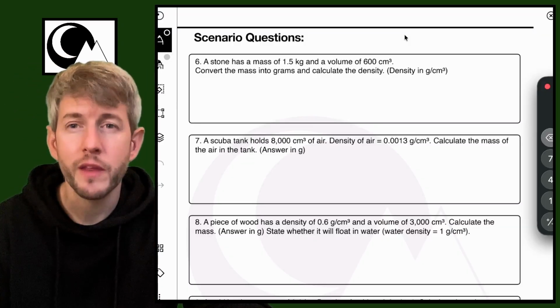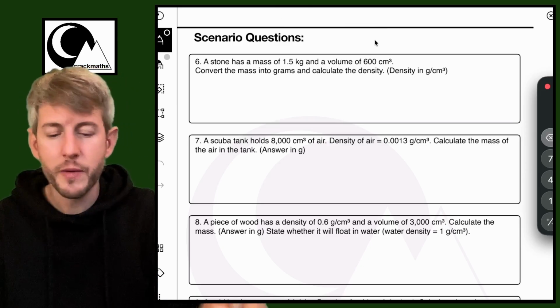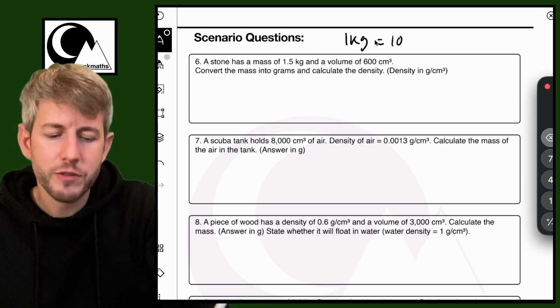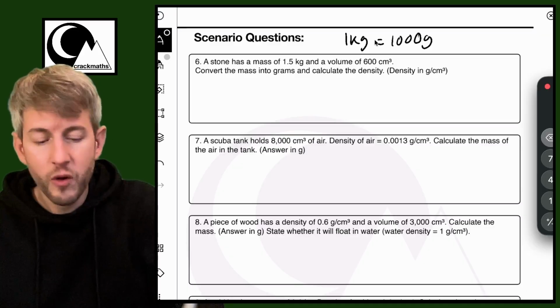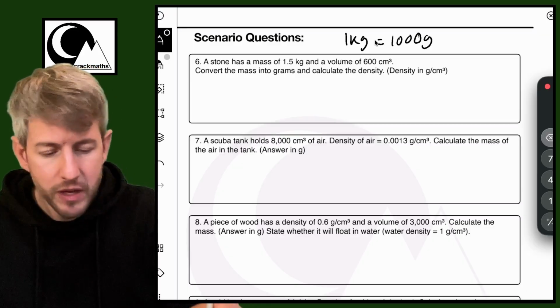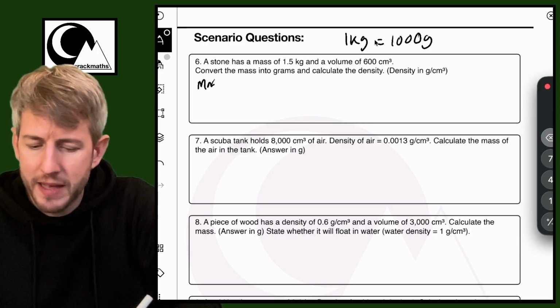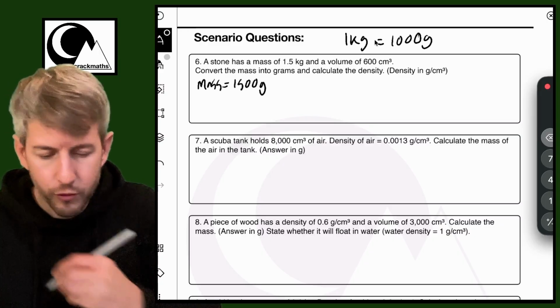The stone has the mass here, so we need to turn this into grams first. Again, 1 kg equals 1,000 grams. So 1.5 kg is 1,500. So I'm going to just write that down here. We've got the mass equals 1,500 grams.